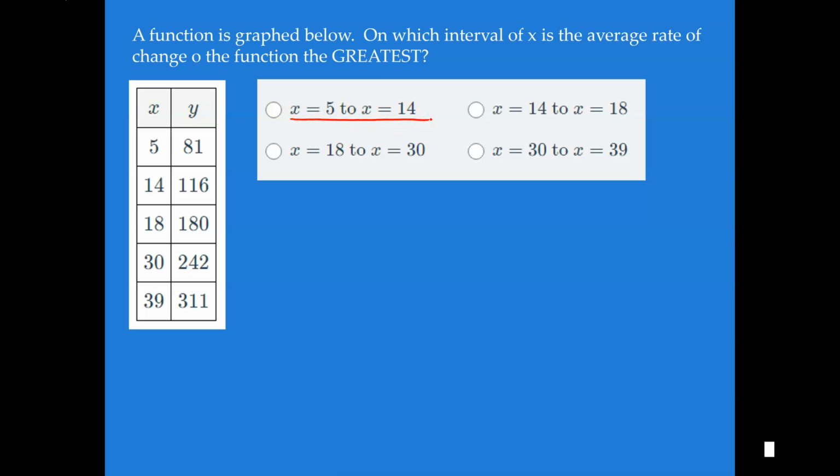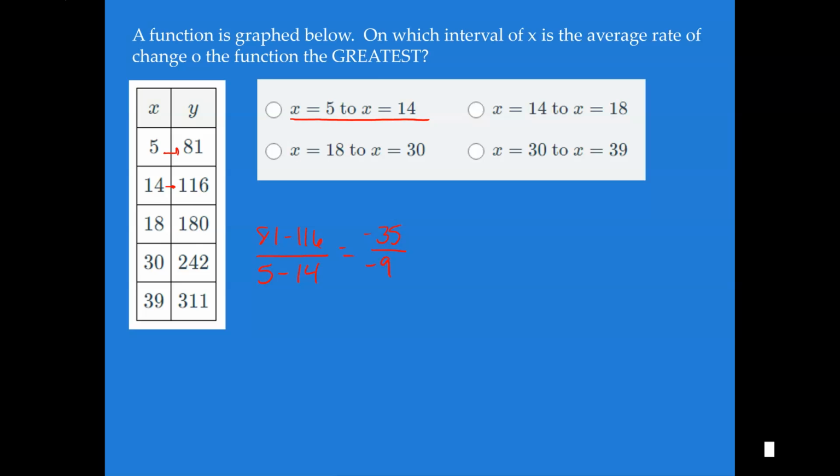All right, so those are my x's, so that's my denominator. So it's going to be 5 minus 14. Now find their pairs. 5's pair is 81. 14's pair is 116. Okay, so we're going to say 81 minus 116. That gives me negative 35 over 5 minus 14, which is negative 9. 35 divided by 9. Yeah, I didn't think so.